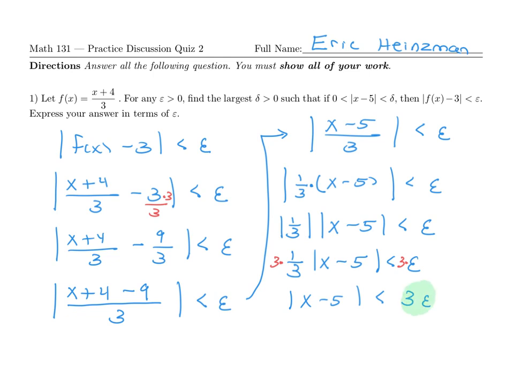It is from here that we can say, all right, I know the delta I need to choose, in fact, the largest delta, so that this works. We're going to let delta equal 3 times epsilon. And this is the answer to this question.